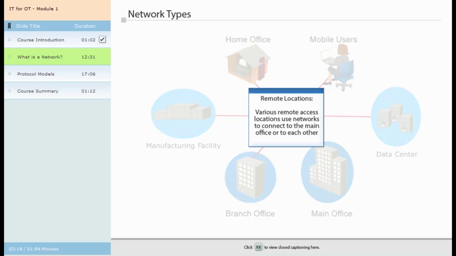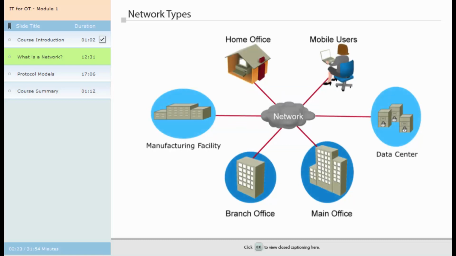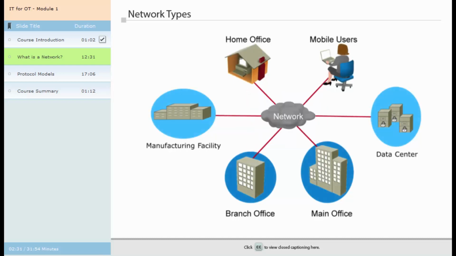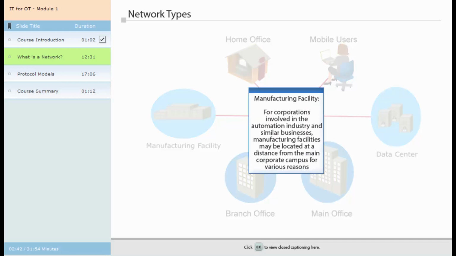Various remote access locations use networks to connect to the main office or to each other. For example, off-site data centers can be used for shared access to data resources, cloud computing, or disaster recovery. Access to these resources is through remote connections to the corporate network. For corporations involved in the automation industry and similar businesses, manufacturing facilities may be located at a distance from the main corporate campus for various reasons. These locations would use the network to exchange information with the main office.